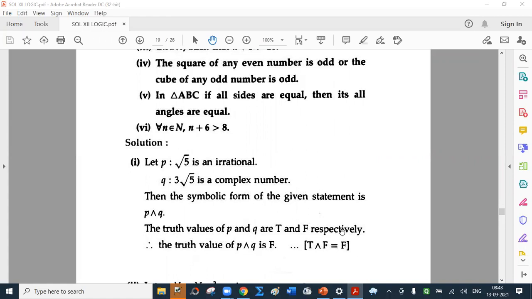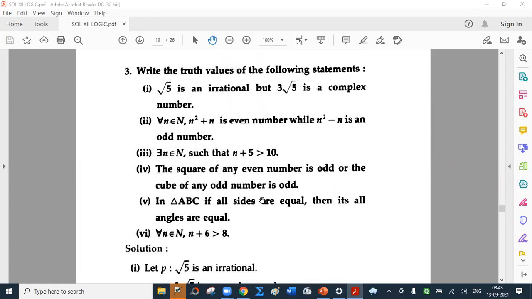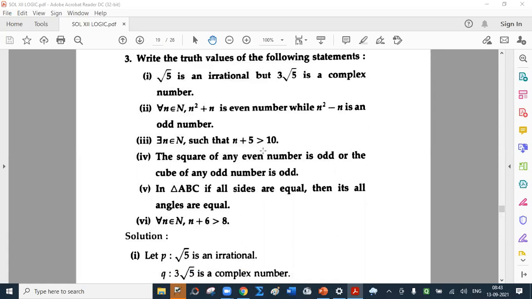In the textbook also, they have given this answer only, F. But every real number is a complex number. So in that sense, this is true and true, that is true. But let us discuss this afterwards.